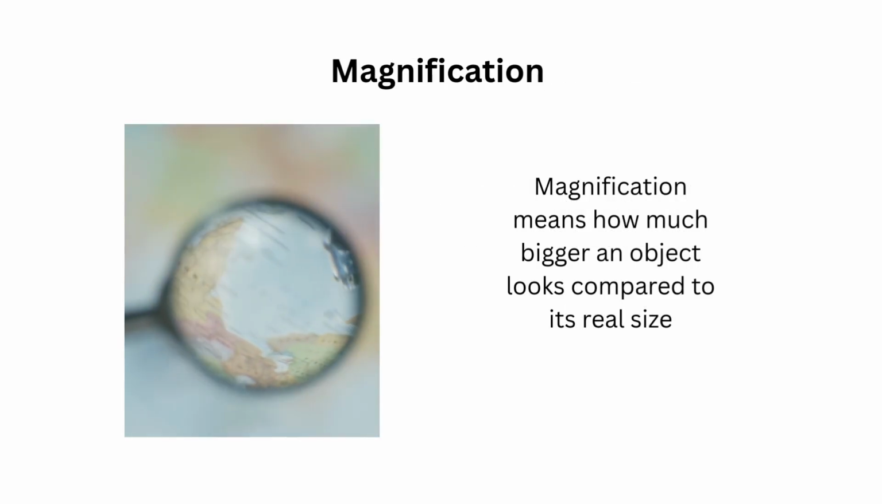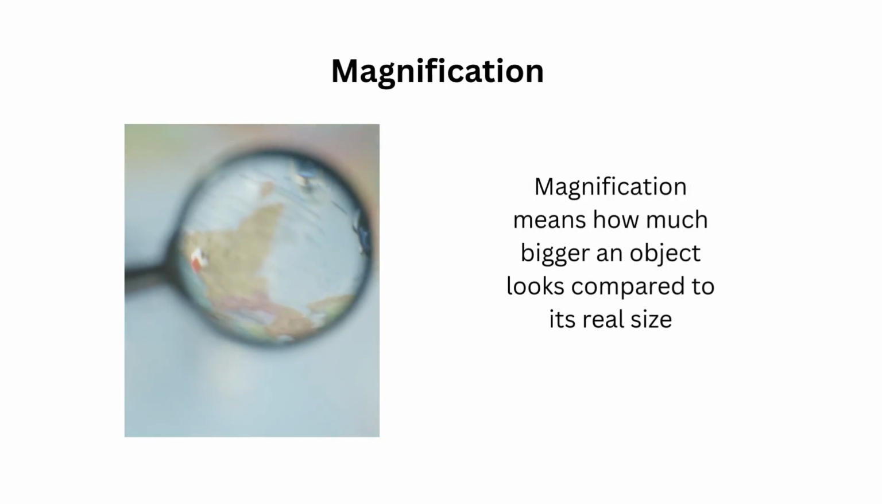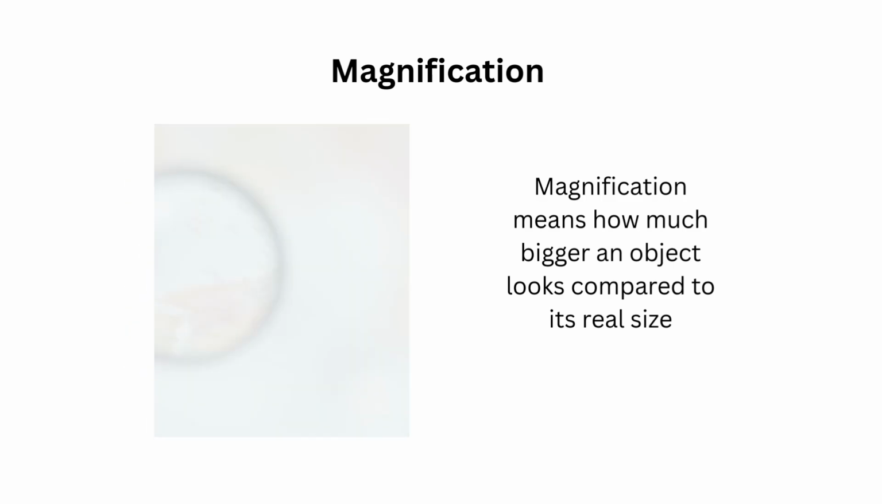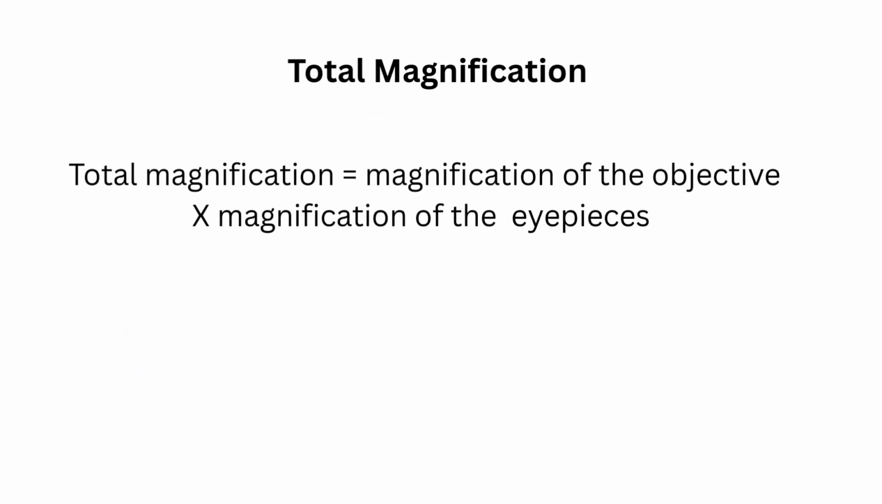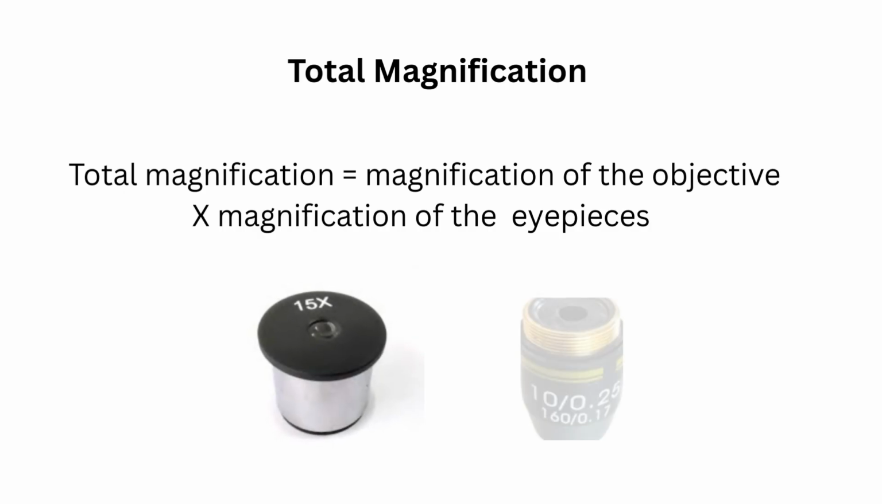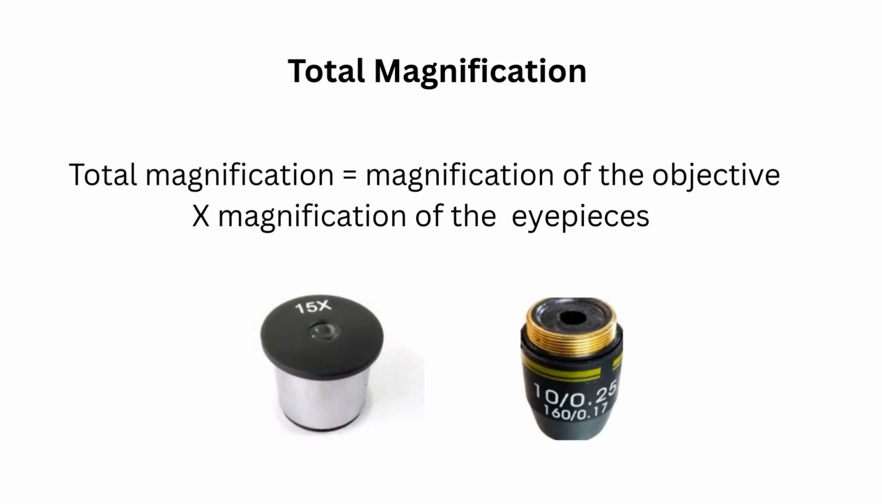Magnification tells us how much bigger something appears under the microscope compared to its actual size. So, total magnification is the product of eyepiece and objective magnification. For example, a 10x objective combined with a 15x eyepiece gives you a 150 times magnified view, making things appear 150 times bigger than they actually are.